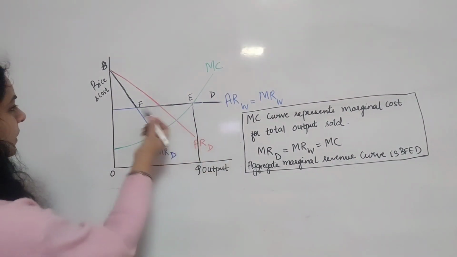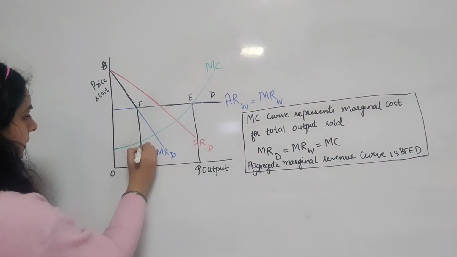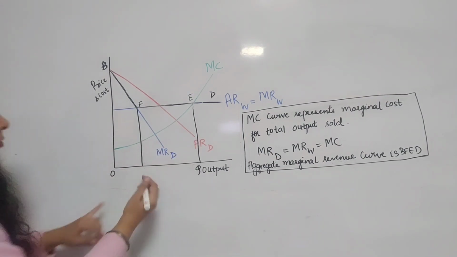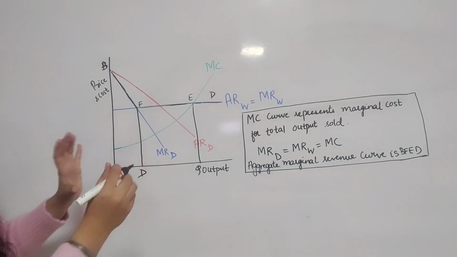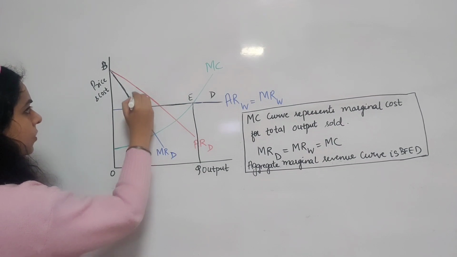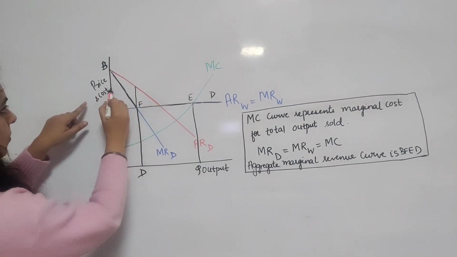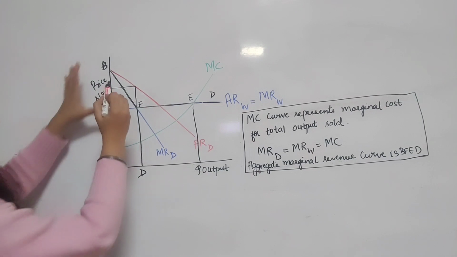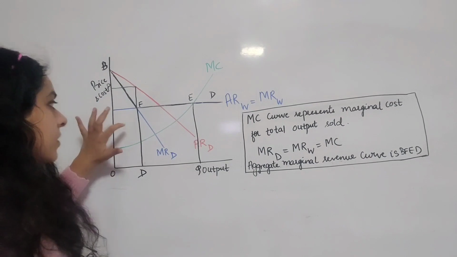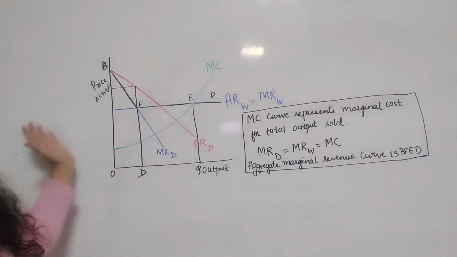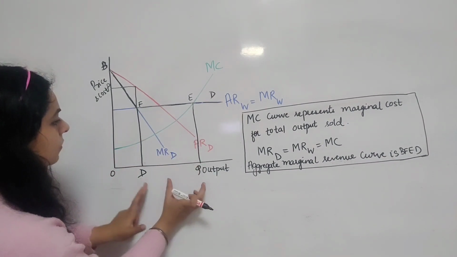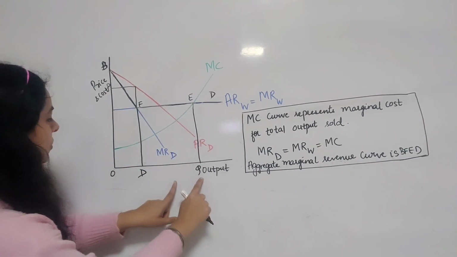Now, based on this diagram, this much amount of output will be sold in the domestic market, and the price to be charged is determined on the basis of the corresponding average revenue curve. That means price OP will be charged in the domestic market, and obviously since the seller has a monopoly in this market, he can charge a higher price. The rest of the output, DQ, will be sold in the international market.